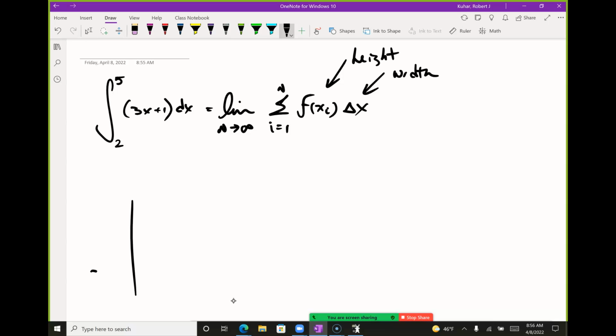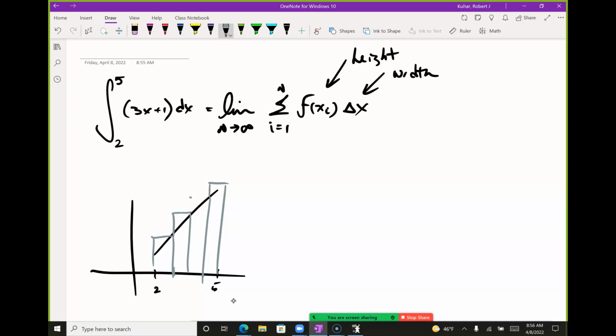So if I draw that picture again, from 2 to 5, and I always use right-hand rectangles. So for example, I'm going to cut this thing into 4 pieces. And you can see I'm getting the height of my rectangle from the right edge, from the right corner. So this particular height is f of 5, and this particular width is delta x. So I'm going to get the area using these rectangles.